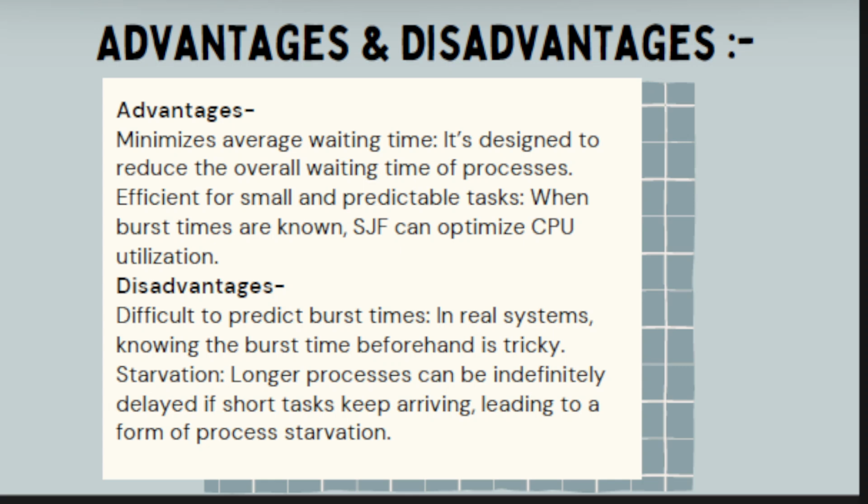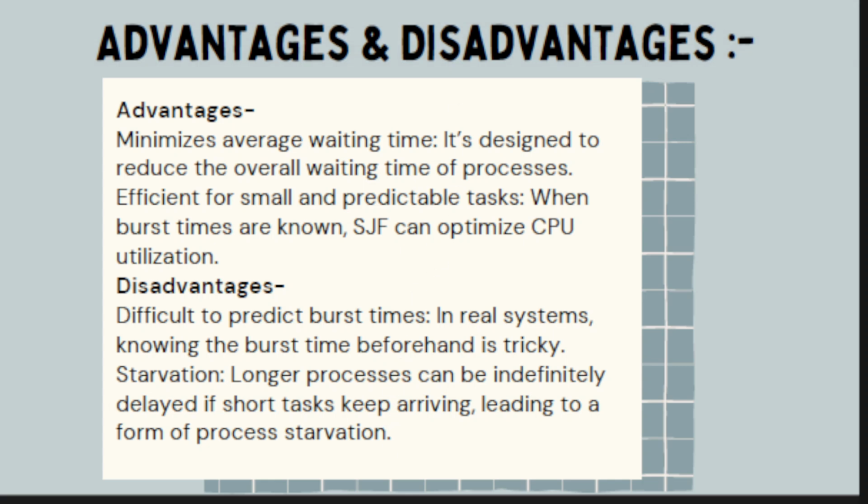But SJF is not perfect, and here are its downsides. Difficult to predict burst times: in real systems, knowing the burst time beforehand is tricky. Starvation: longer processes can be indefinitely delayed if short tasks keep arriving, leading to a form of process starvation.